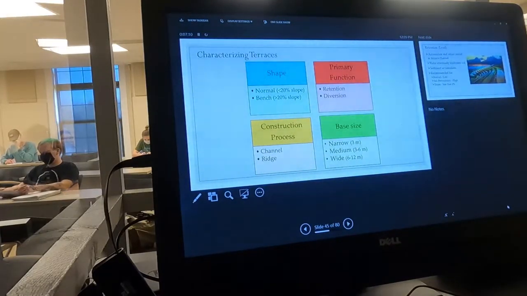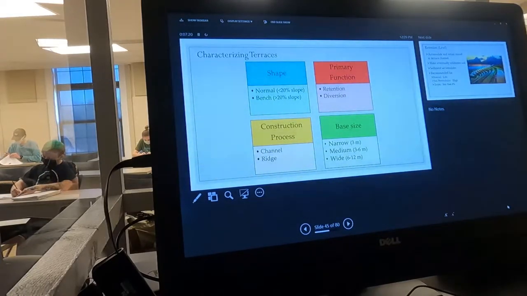When we're building terraces, which was one of our primary ways, I know I showed several examples of terraces. Most of those are in very mountainous areas, not necessarily like Tennessee, but we kind of characterize those in four classifications.